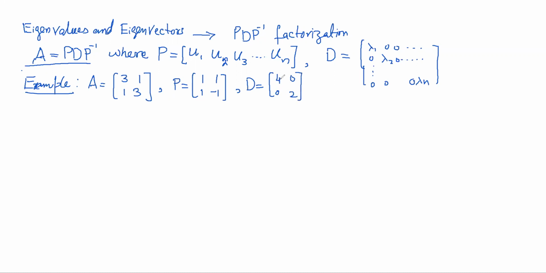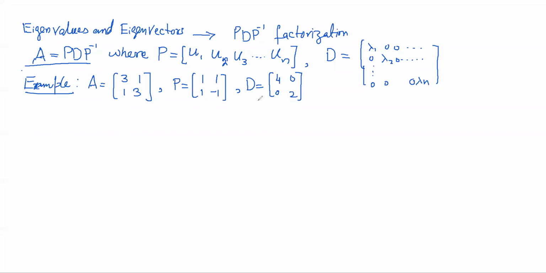So its eigenvalues are 4 and 2. Corresponding to the eigenvalue 4, the eigenvector is 1, 1. Corresponding to the eigenvalue 2, the eigenvector is 1, minus 1. So we can represent these eigenvalues and eigenvectors in these formats: eigenvectors in the form of the P matrix, which is a square 2 by 2 matrix, and eigenvalues in the form of a diagonal matrix in which the diagonal elements are the respective eigenvalues.